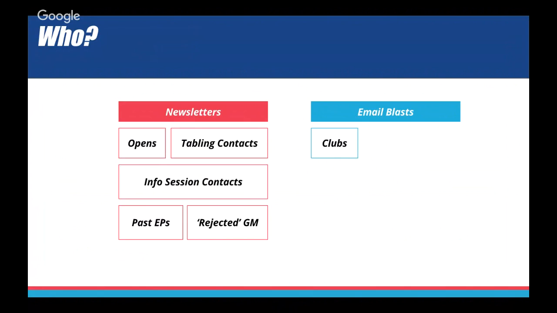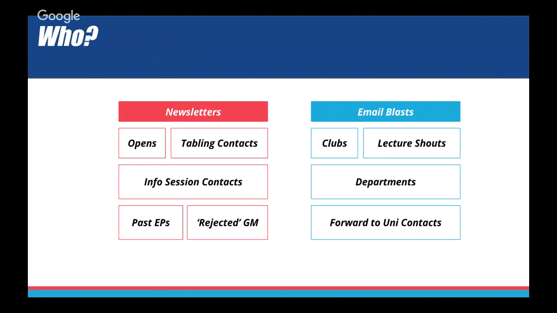Blasts, like I said, can go out to clubs. This can go out, if the professor after lecture gives you access to all the emails of the students in that class, departments, or any university contacts that somebody might have, maybe it's a member of your local committee whose advisor knows about ISIC and is interested in helping, things like that.